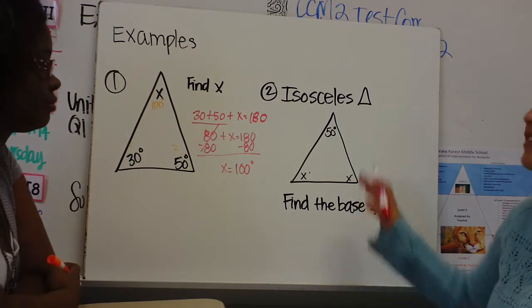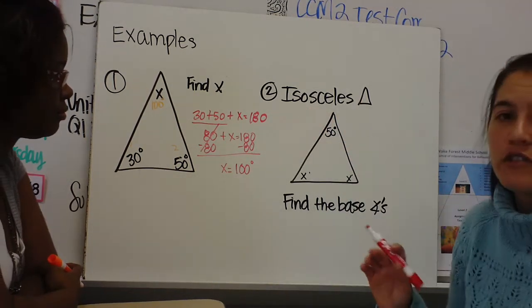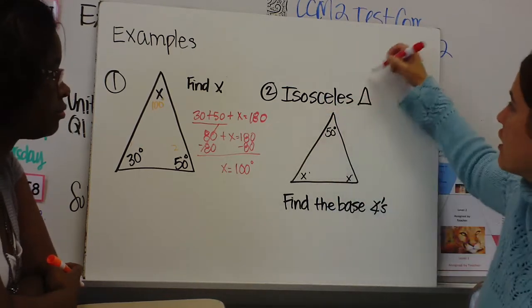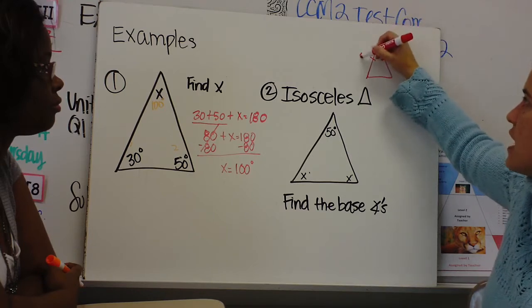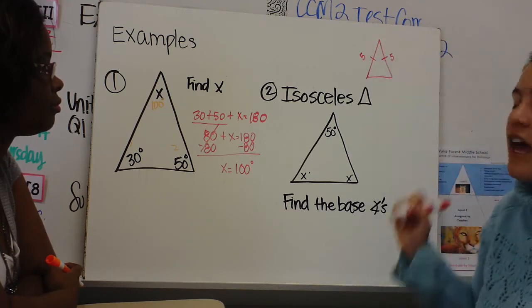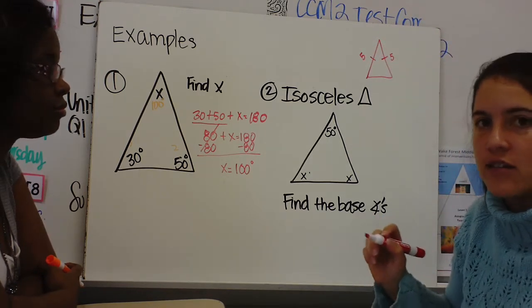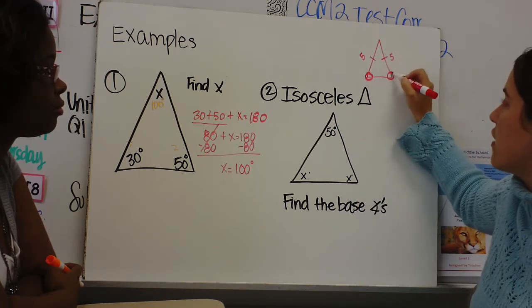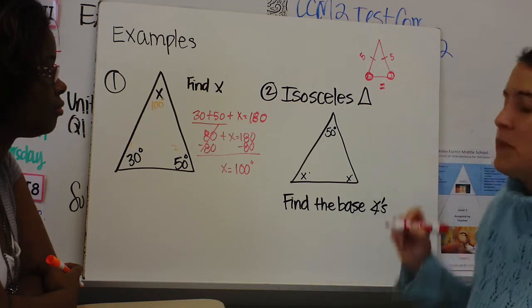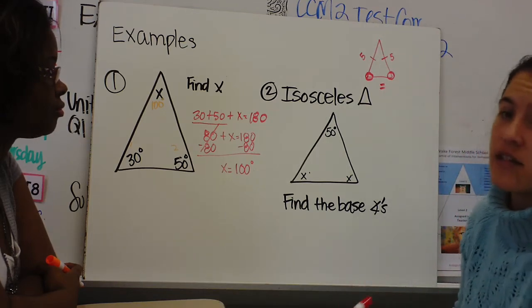Alright, so number two, we have an isosceles triangle. For those of you who have forgotten, an isosceles triangle is a triangle that means these two sides are the same. So if this side is 5, this side is 5. The other thing that's special about an isosceles triangle is the base angles are the same. Right here, this angle and this angle. Those are equal because it's the definition of an isosceles triangle.